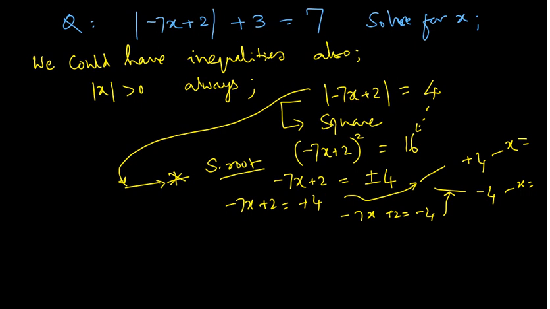Or you can, from minus 4, that was equal to minus 4, then 6 by 7. So x equal to minus 4, you get 6 by 7. Yeah, that's correct. Minus 2. Yeah, got it, right? Okay, that's done.